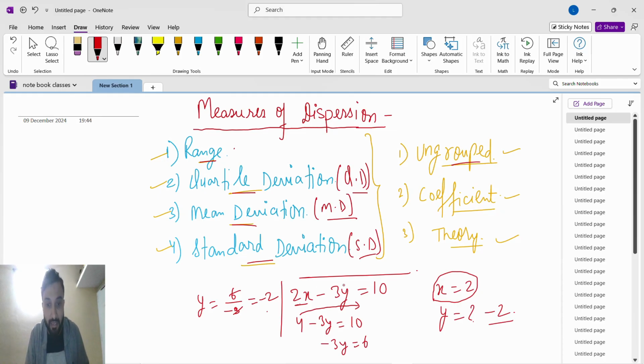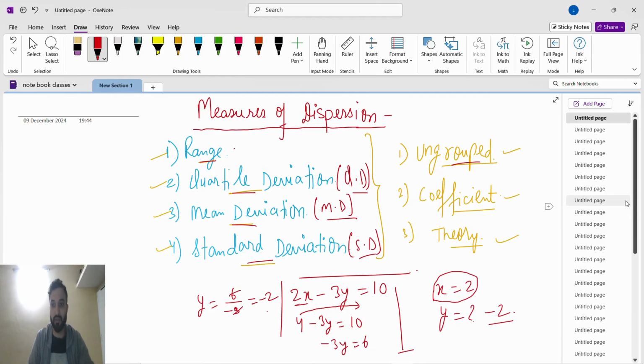Now guys, the same type of questions you will get here also in measures of dispersion. They will give one equation, they will give the value of one variable, and you have to find the value of the other variable. Okay, if the word is mean, median, fine, leave that. See, so here also they will give the same thing.